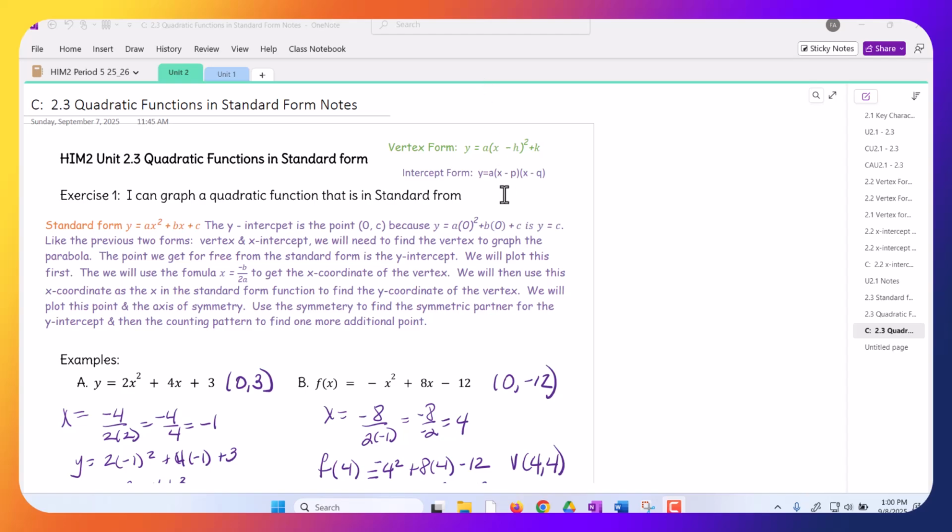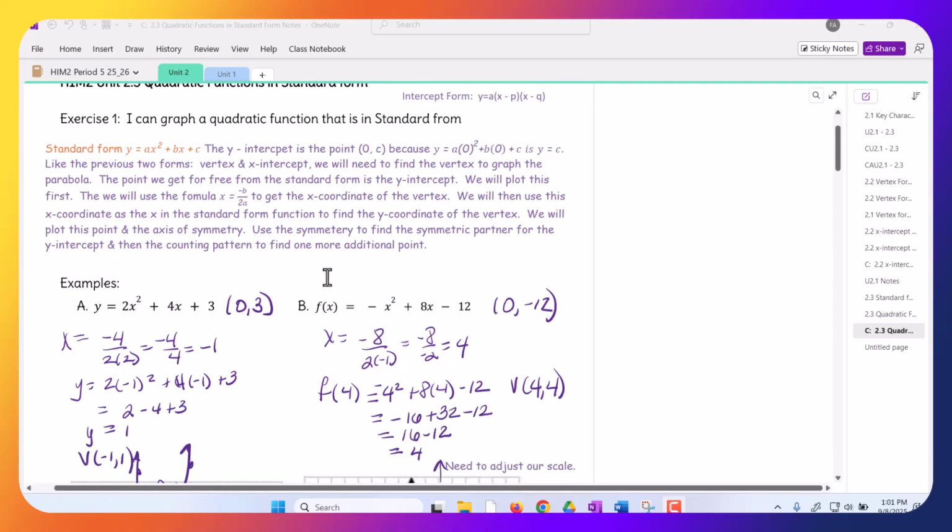Right, today we're looking at our quadratic functions in standard form. As a review, here is the vertex form, here is the x-intercept form, and here is our standard form. We have three terms, a quadratic, a linear, and a constant term. What we get for free in this term is the y-intercept. That's going to be (0, c) because a times 0 squared plus b times 0 plus c gives us y equals c. So we have that ordered pair (0, c).